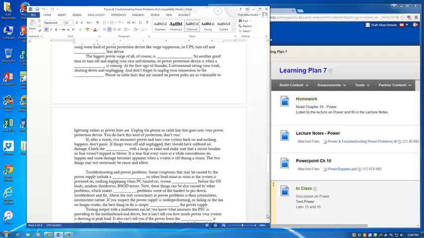Troubleshooting and power. Some symptoms that may be caused by the power supply include a squealing or other loud noise as soon as the system is powered on, nothing happening when the PC is turned on, system freezes before the operating system loads, random shutdowns, blue screen errors. Now, these things can also be caused by other problems, which makes power problems some of the hardest to pin down, troubleshoot, and fix. About the only consistency in power problems is their intermittent, inconsistent nature.